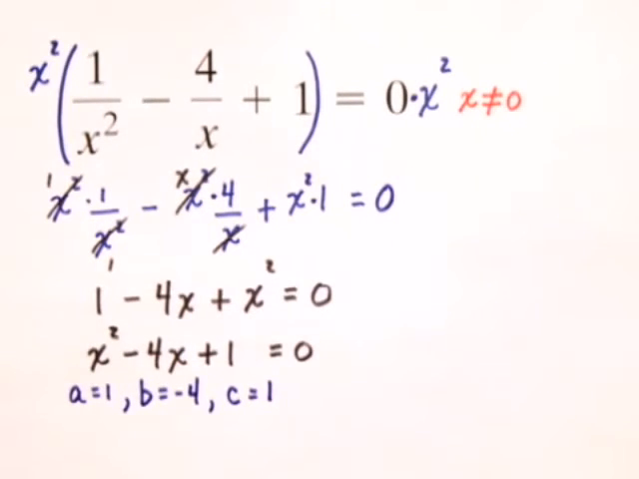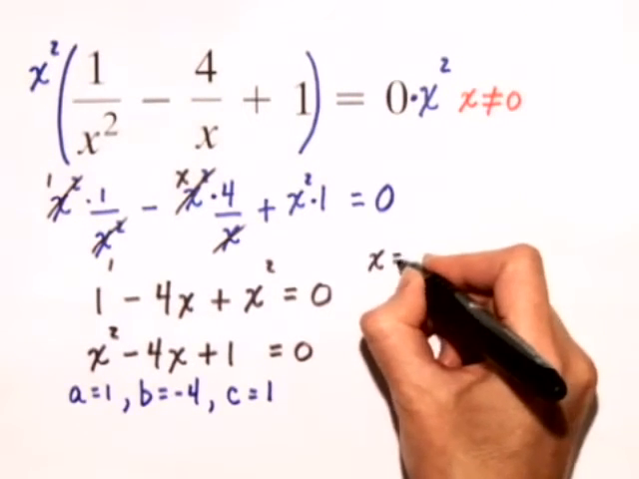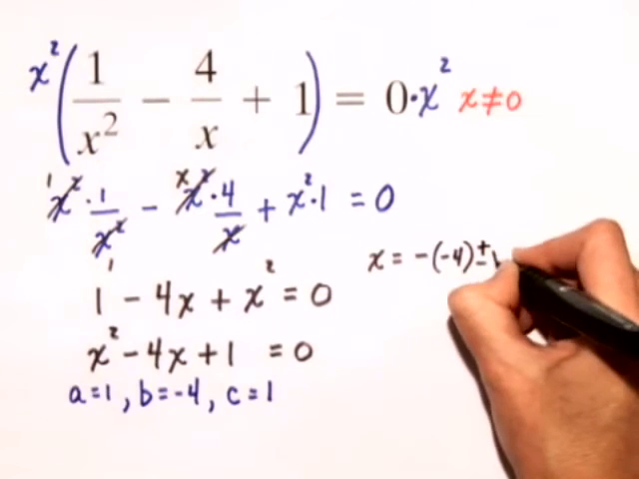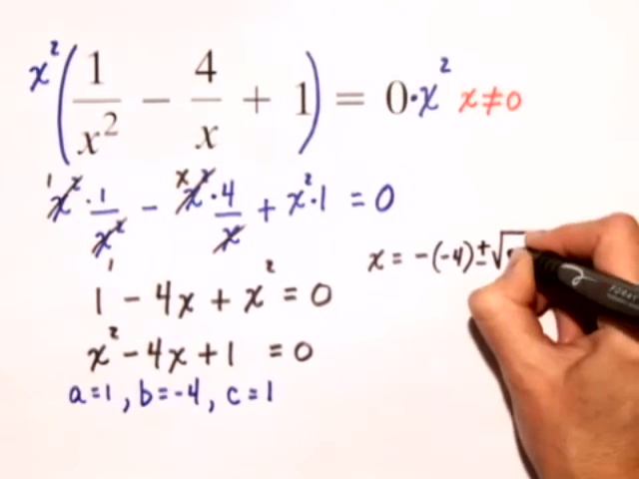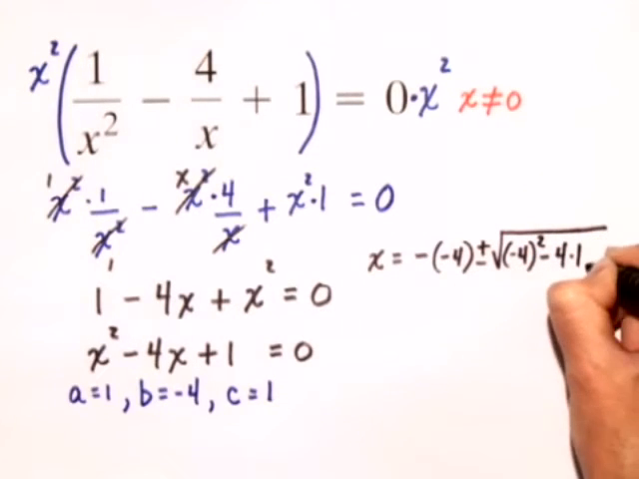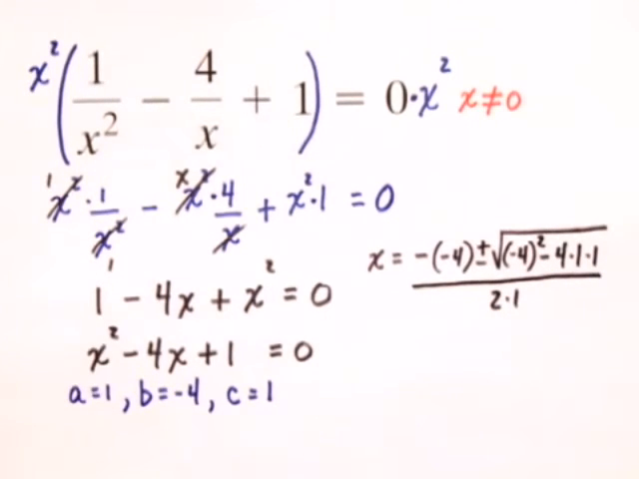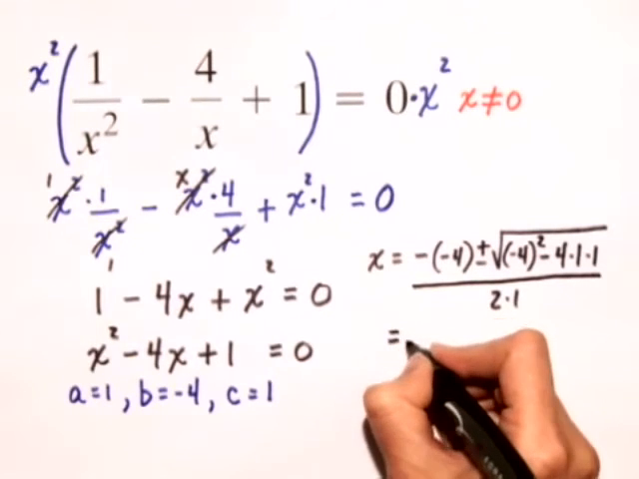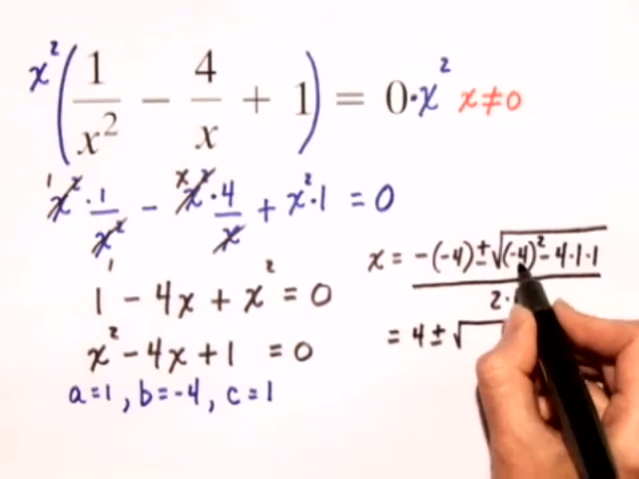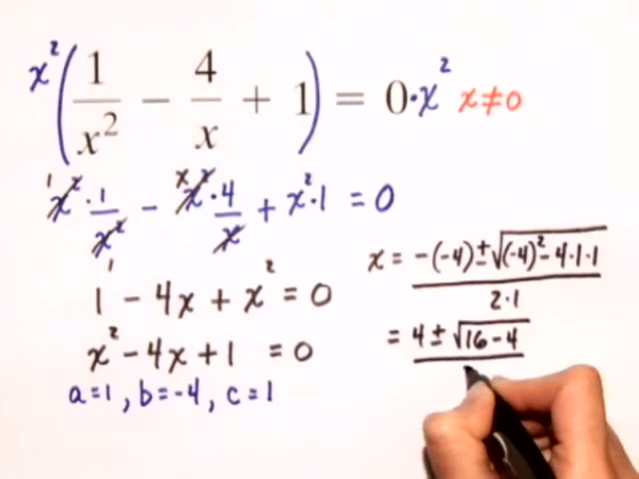Let's substitute these values into the quadratic formula, and we'll get the following solution. We'll get that x is equal to negative b, which is negative 4, plus or minus the square root of b squared, so I have negative 4 squared, minus 4 times a, which is 1, times c, which is 1, and that's all over 2 times a, which is 1. We just need to simplify this. So x is equal to positive 4 plus or minus the square root of, when I take negative 4 and square it, I get 16 minus 4, all divided by 2.